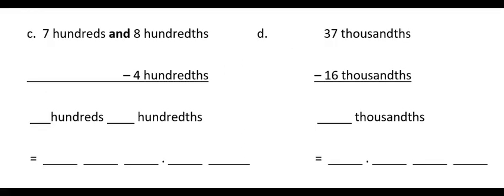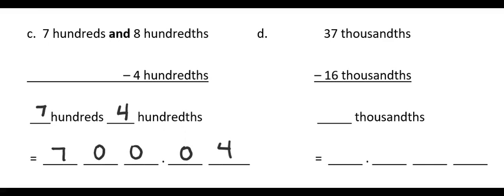For question C, I have 7 hundreds and 8 hundredths, and from that I'm going to subtract 4 hundredths. Well, 8 hundredths minus 4 hundredths leaves me with 4 hundredths, and I didn't subtract any hundreds, so that still gives me 7. So now I have to write 7 hundreds and 4 hundredths as a decimal. So we have 700 in the whole number section, and now I need 4 hundredths. So I put a 0 in my tenths place and a 4 in my hundredths place. So that's 700 and 4 hundredths.